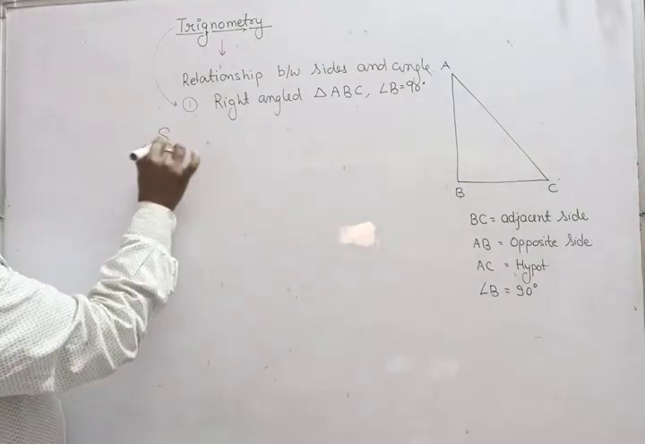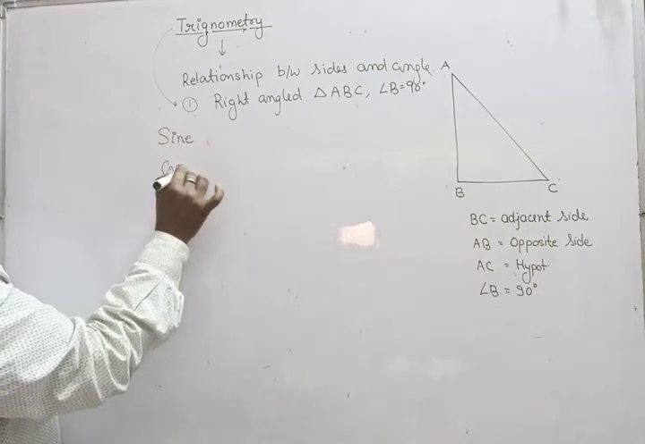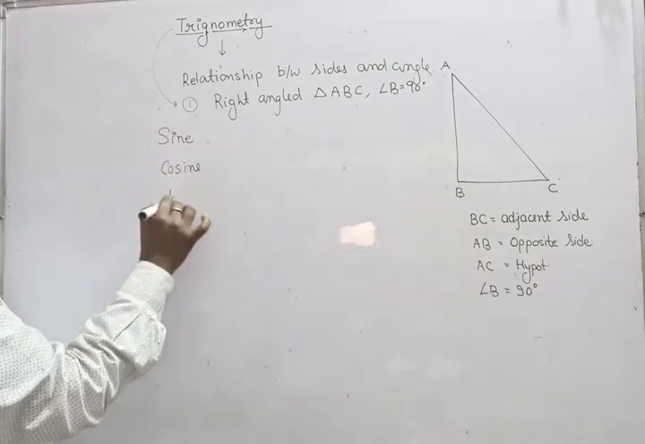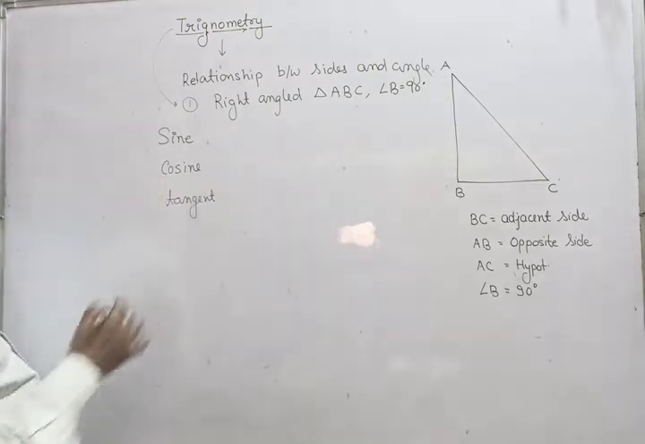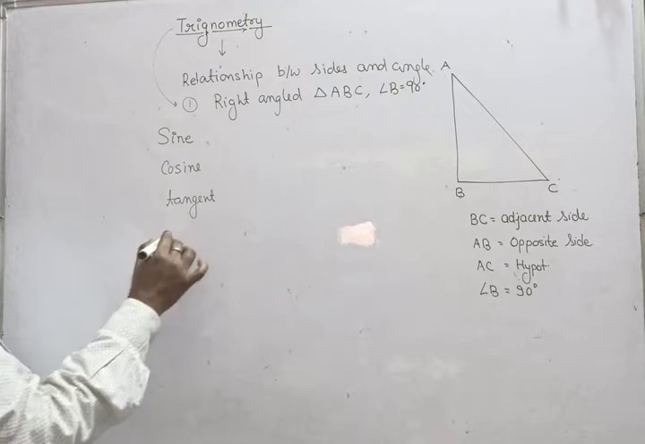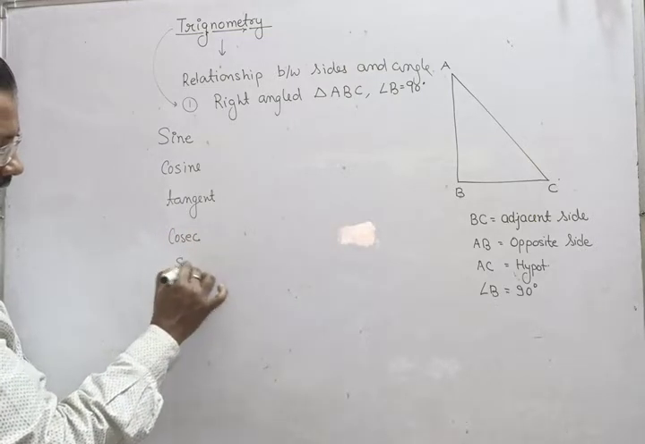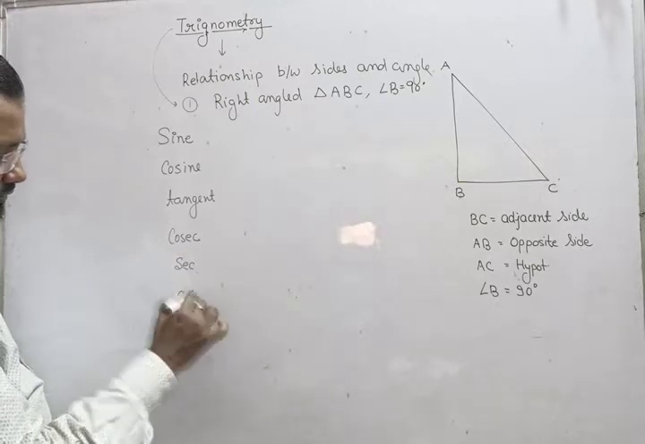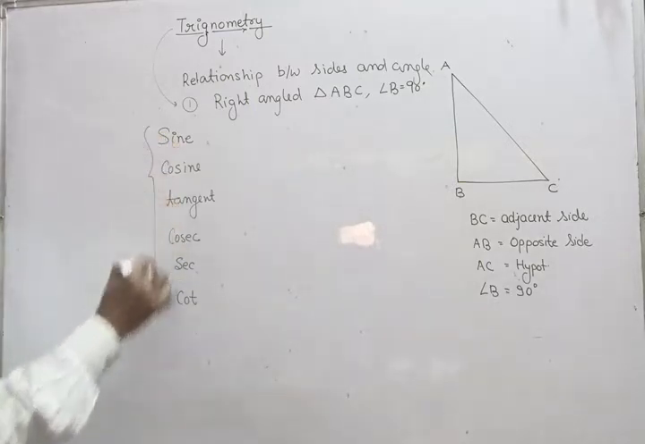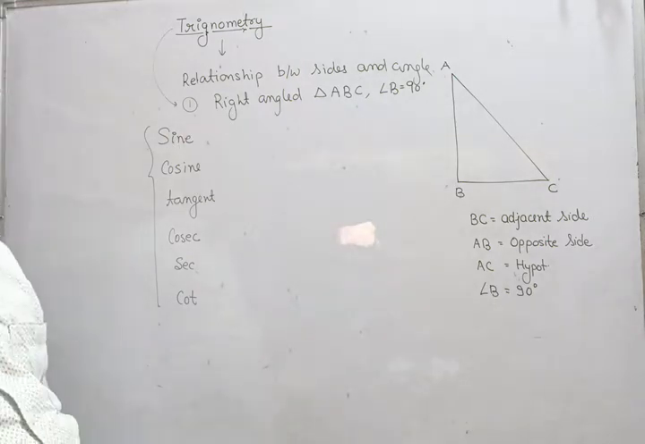That is called sine, cosine, tangent, right? And the reciprocals of these, like cosec, secant, that is sec, and the last, cot. So there are these six identities that we have, right?